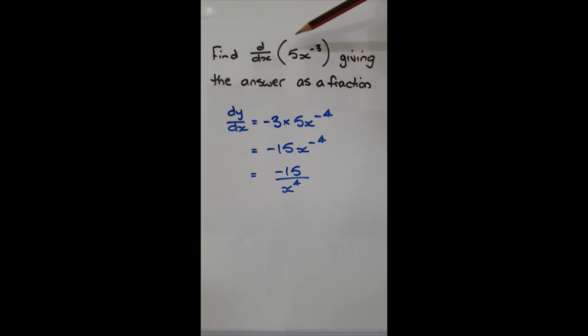Find the derivative of 5x to the power of negative 3, giving the answer as a fraction. Now we can differentiate this function as if we were differentiating a function with a positive power. So the negative 3 comes out to the front and becomes a multiplying factor, and then we subtract 1 from negative 3. So dy/dx is equal to negative 3 times 5x to the power of negative 4, which is equal to negative 15x to the power of negative 4. And now expressing it as a fraction, a negative index means it's a reciprocal, so it can be expressed as dy/dx is equal to negative 15 over x to the power of positive 4.